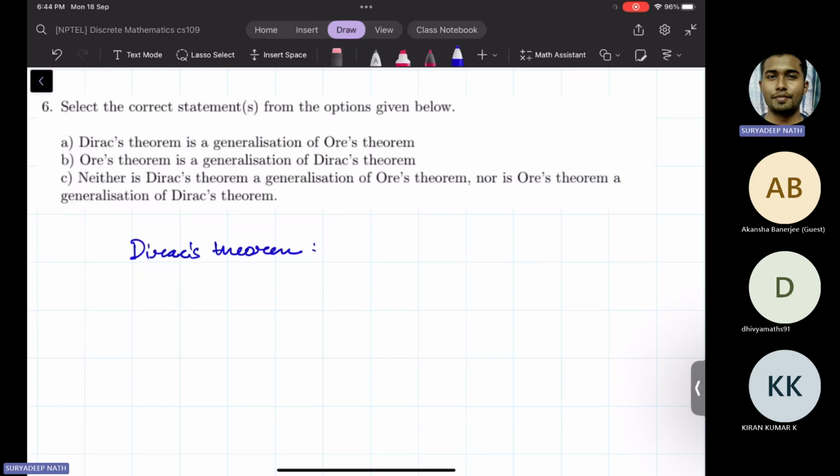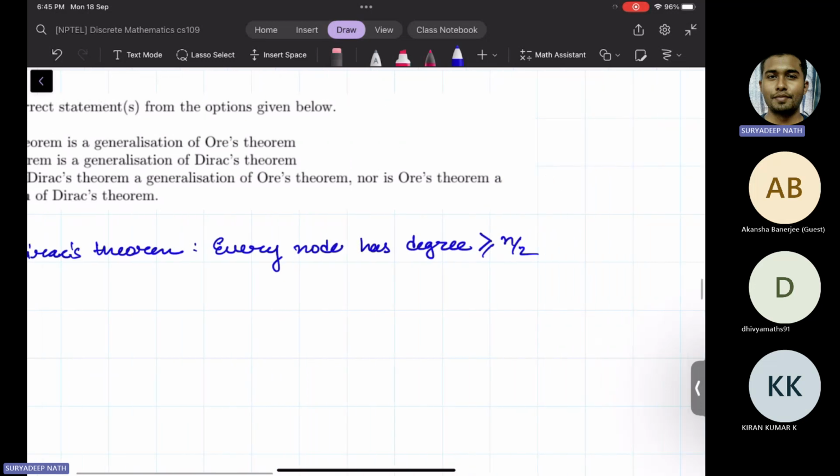Dirac's theorem is that every node has degree greater than or equal to n by 2. So n is the number of nodes in the graph. So this ensures that the graph is Hamiltonian.